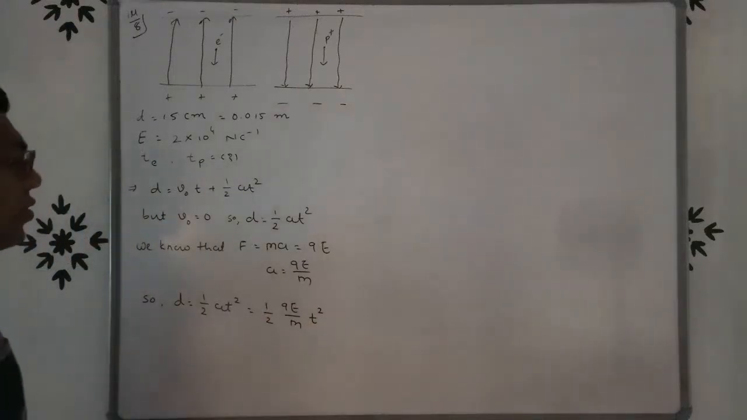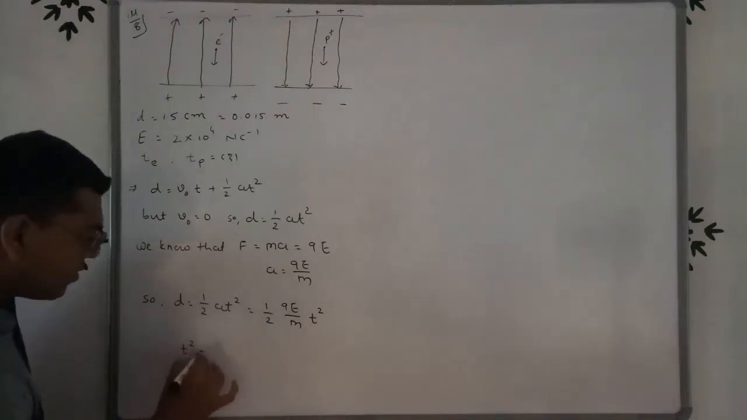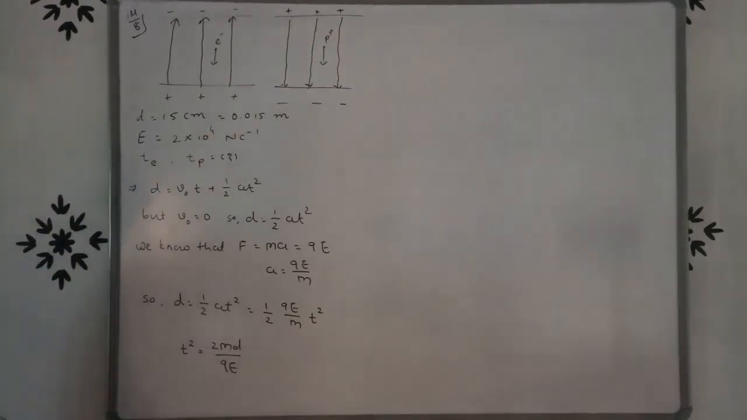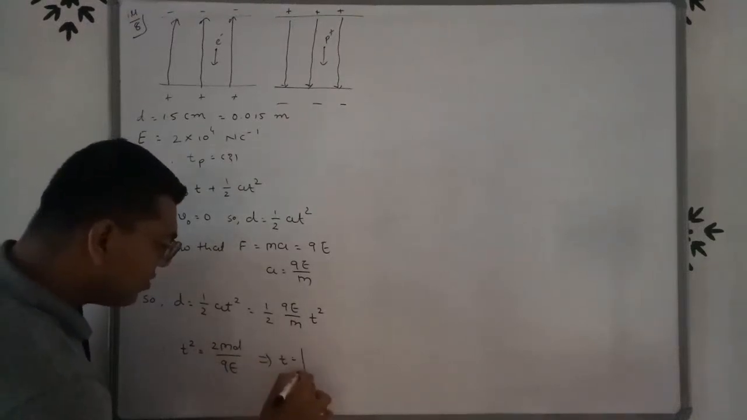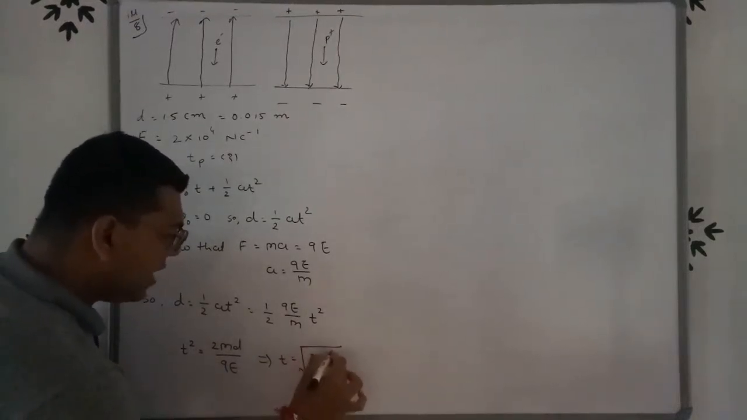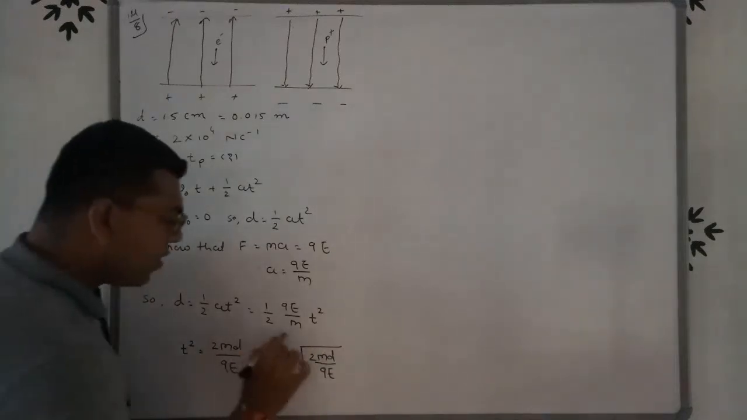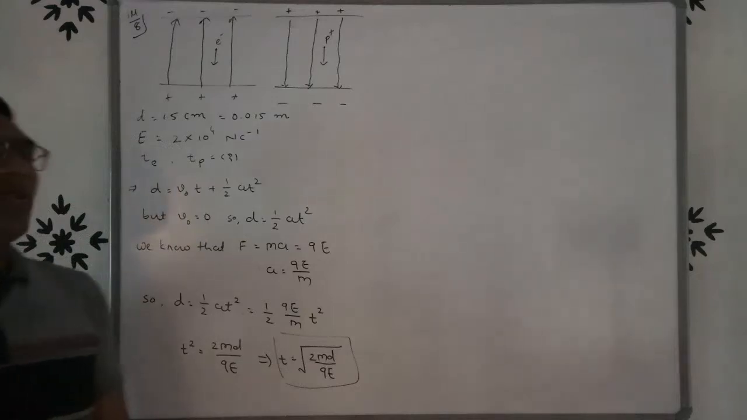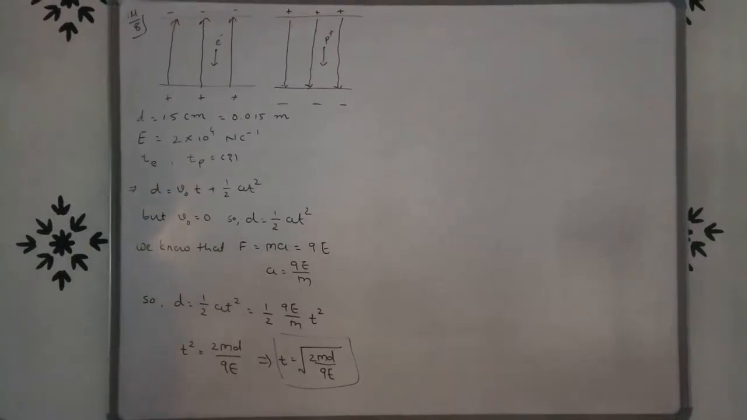We have to find out time, so we formulate T square. So T square is equals to 2md upon QE. So T is equals to under root of 2md upon QE. This is the formula of time. Now we have to find out the time of fall for electron and for proton.